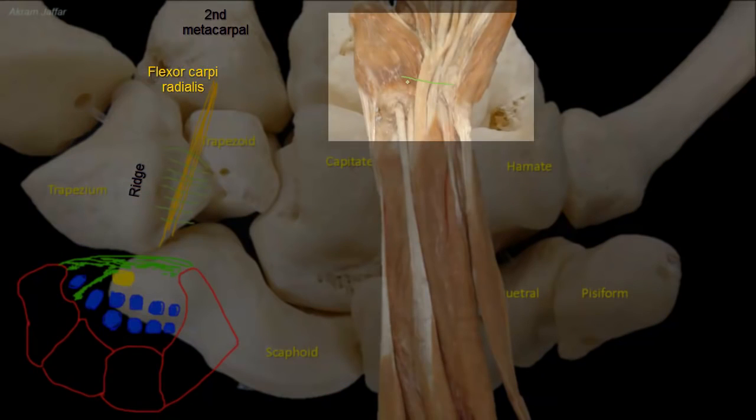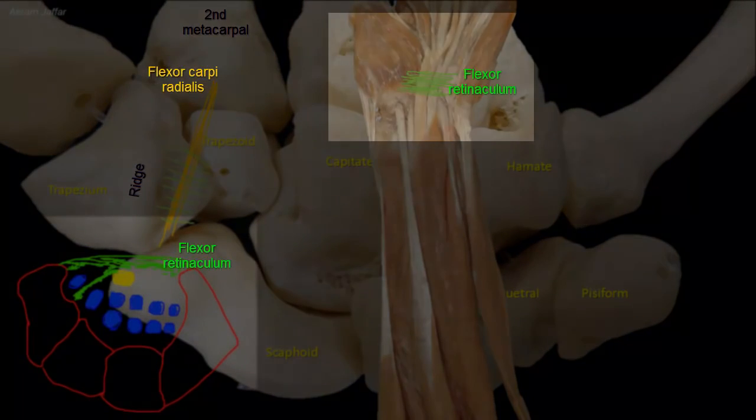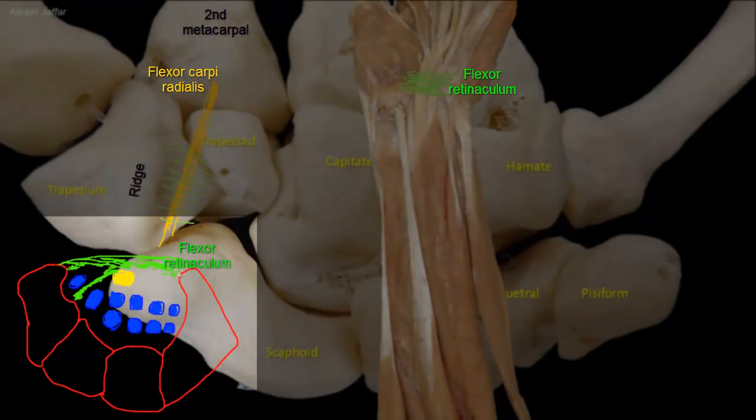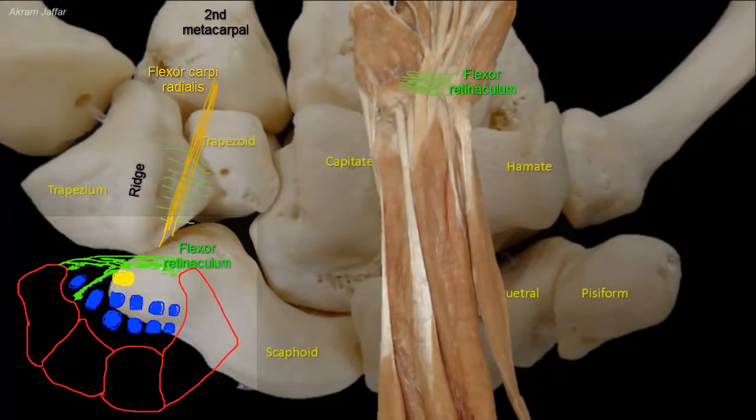Here is the site of the flexor retinaculum, and you can see it in this sketch, which shows a horizontal section at the level of the distal row of carpal bones. You can see the flexor retinaculum. Deep to it is the median nerve, and the long flexor tendons are all crowded in the carpal tunnel.